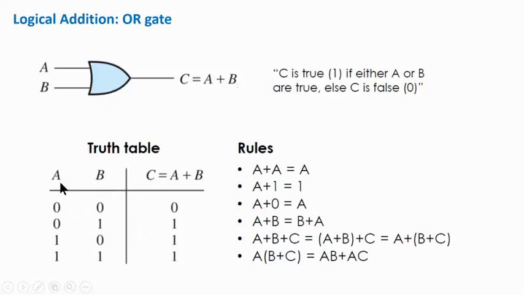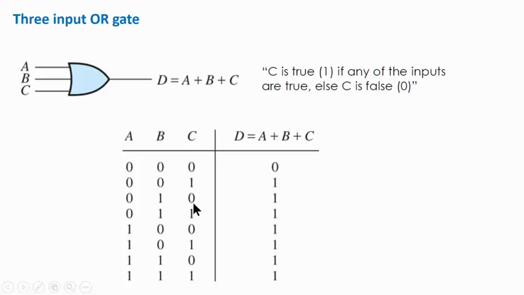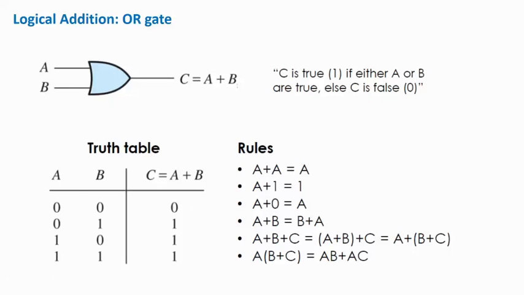You have two inputs, A and B, and since it's a logical addition, the output will be on, the output will be high, if one or two of the inputs are high, right? And the output will be off only if all the inputs are off. And these are the rules.